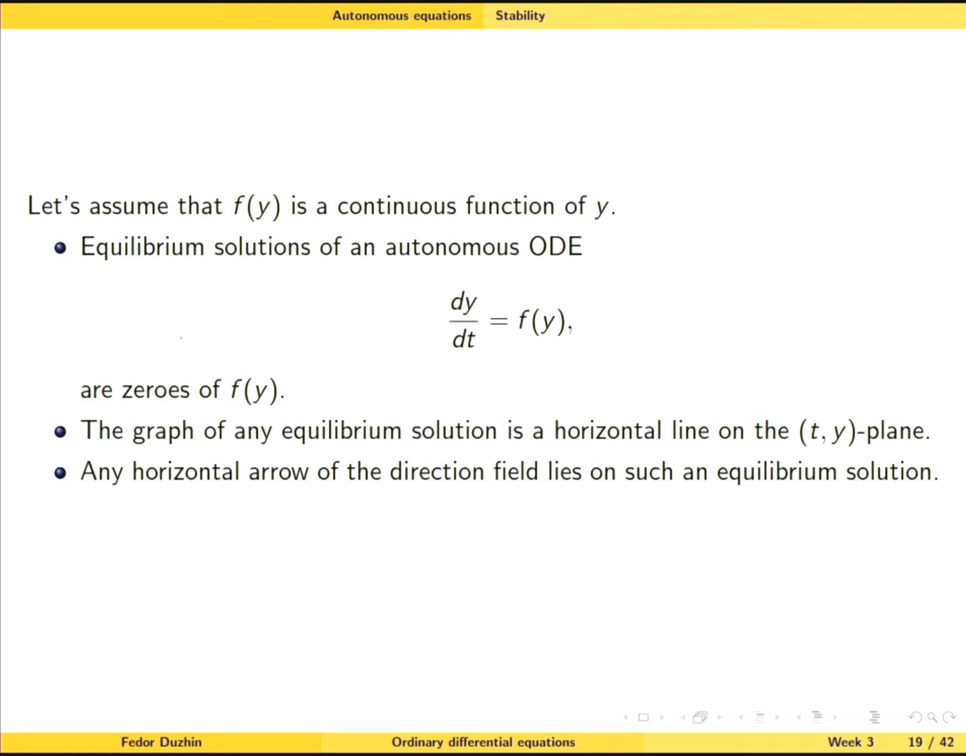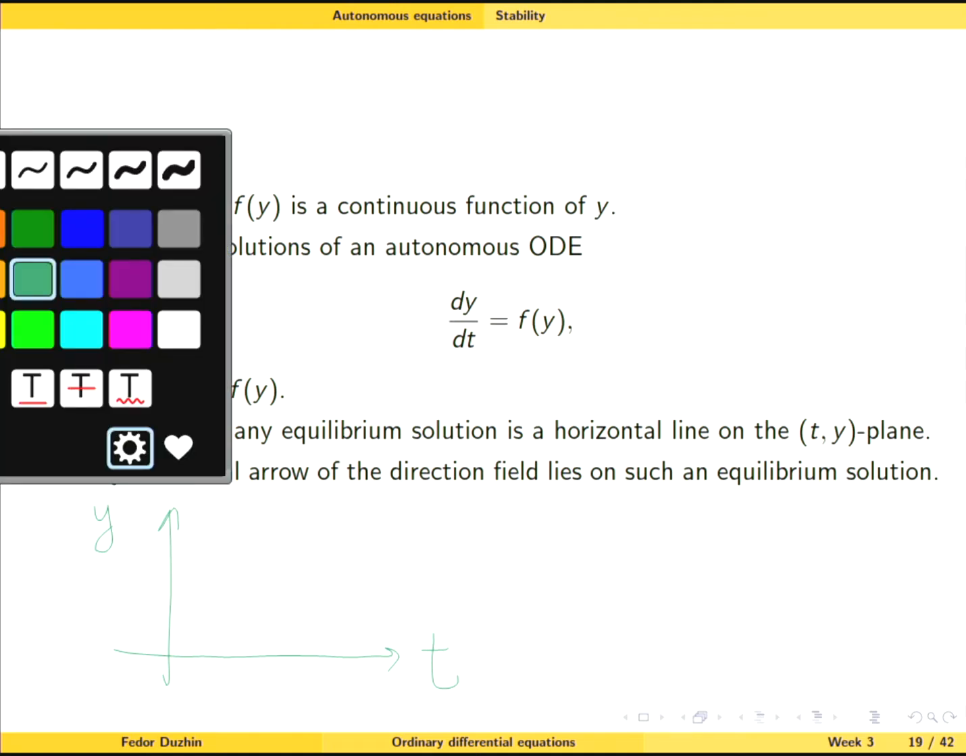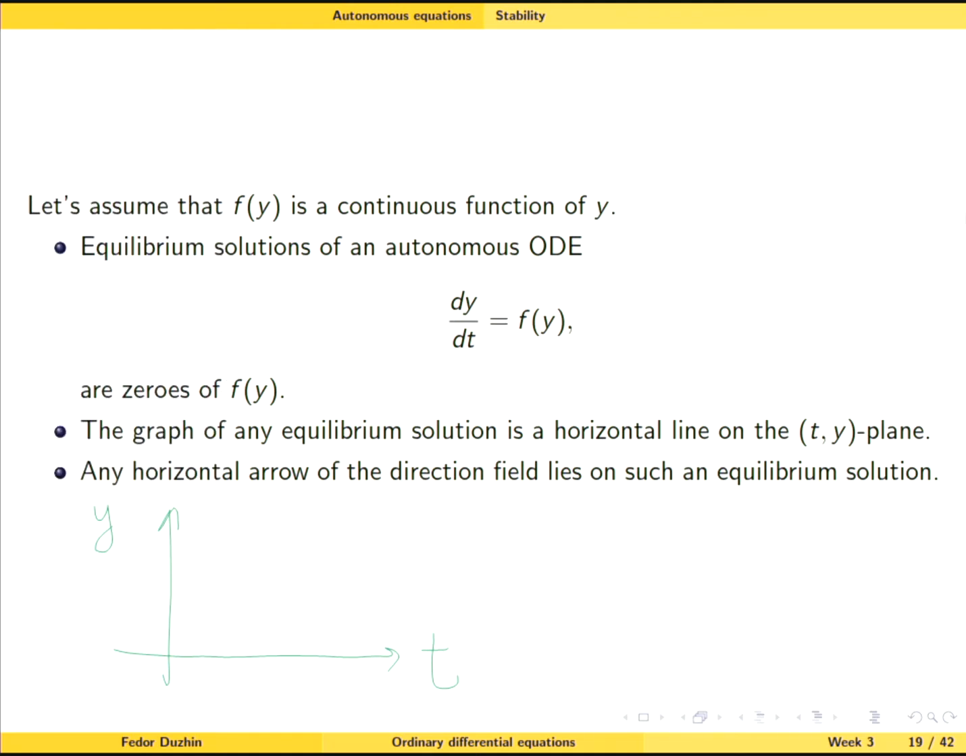And at the same time, of course, imagine the following. Suppose that we are plotting, say, we have the ty plane, and suppose that for some particular value of t, dy/dt is 0, so f of y is 0. But then, since the right-hand side does not depend on t, it means that for all other values of t and the given value of y, it would also be 0.